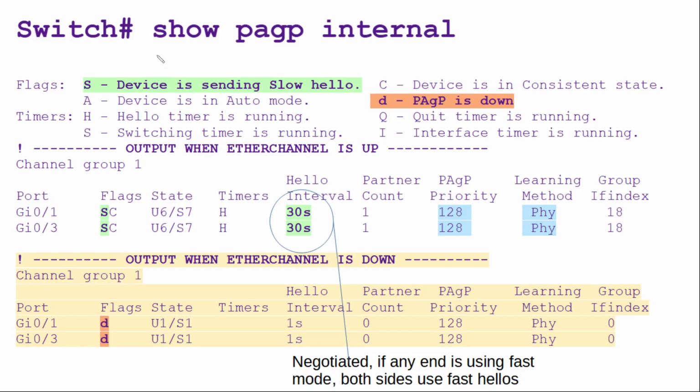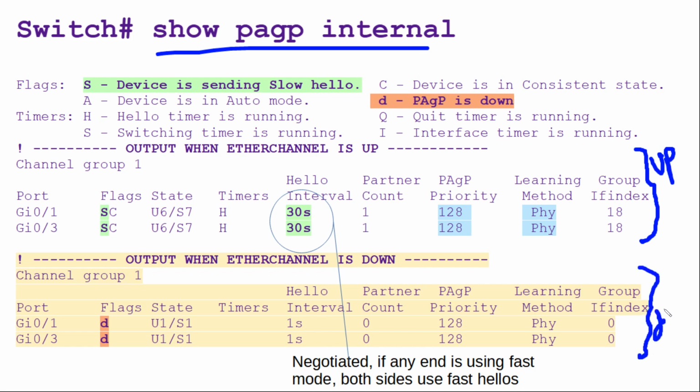So this is the other command, show pagp internal. Remember that show pagp internal tells you how your local switch, where you're working now, is behaving. We have here an example of how it shows up if your EtherChannel is up, and how it shows if your EtherChannel is down. So notice, for instance, if it is down, the state or the flags for your interfaces is down. If it is up, it tells you that it is consistent, and for instance, S tells you that it is sending slow hellos.